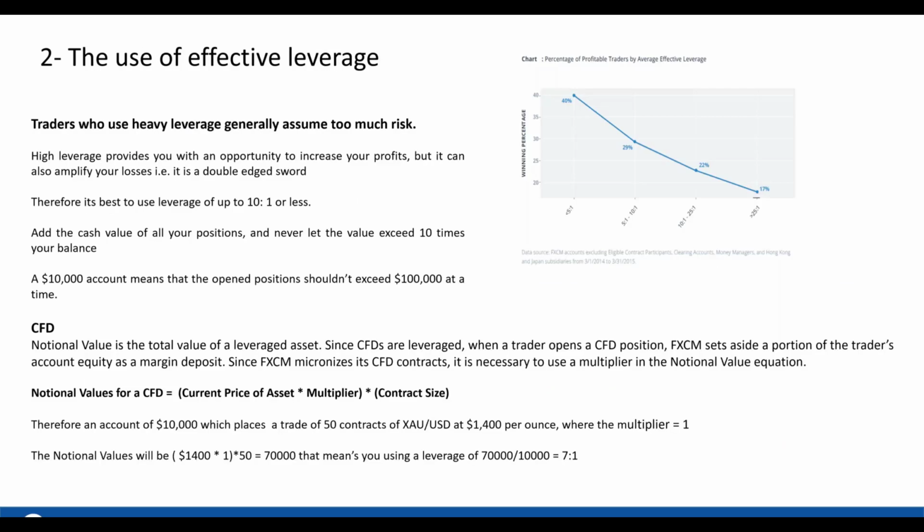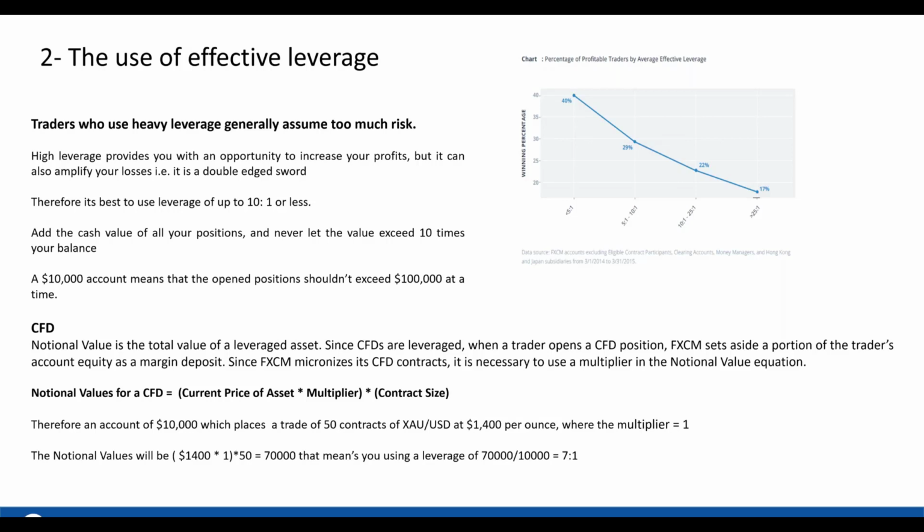The use of effective leverage. Traders who use heavy leverage generally assume too much risk. High leverage provides you with an opportunity to increase your profits, but it can also amplify your losses. That is, it's a double-edged sword. Therefore, it's best to use a leverage of up to 10 to 1 or less. Add the cash value of all your positions and never let the value exceed 10 times your balance. A $10,000 account means that the open positions shouldn't exceed $100,000 at a time.